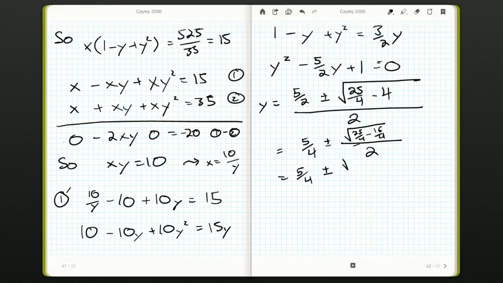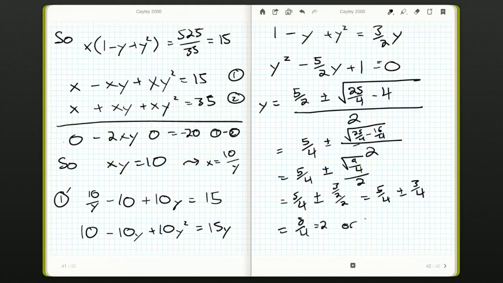But we will continue. 25 minus 16 is 9, so square root of 9 over 4. 5 over 4 plus or minus 3 over 2 over 2. That's 5 over 4 plus or minus 3 over 4. So this is either going to be 8 over 4, which is equal to 2, or 2 over 4 is equal to 1/2. And the sum of the two y values, 2 plus 1/2, it's as I predicted a little while ago, going to be 5/2.